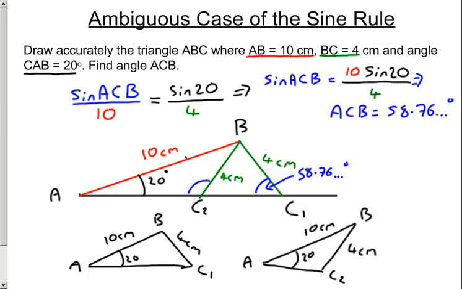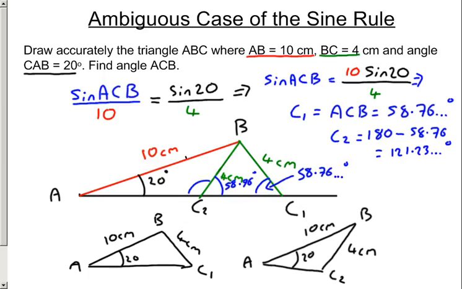Well, what we have to notice here is those two green lines are both 4 centimeters. So we've got an isosceles triangle between C1B and C2, which means that this angle here is also 58.76 degrees. Which means that the angle on the other side is equal to 180 minus it. So the angle at C2, well, this one was C1, we know now. The angle at C2 is 180 minus C1, or 58.76, which is equal to 121.23 degrees.